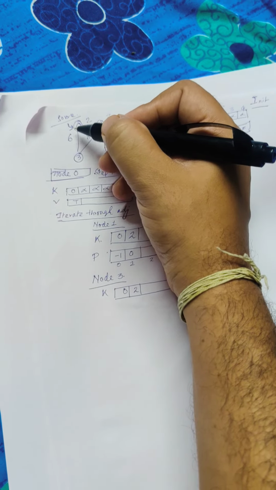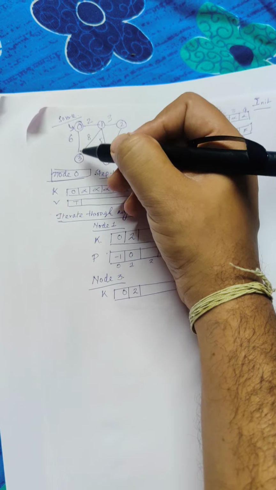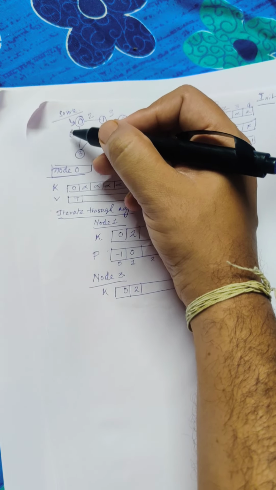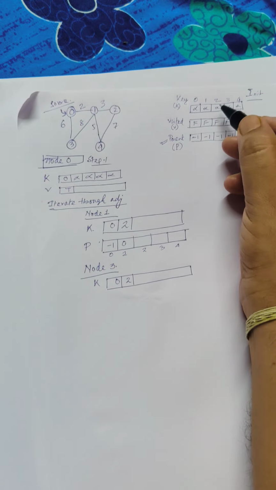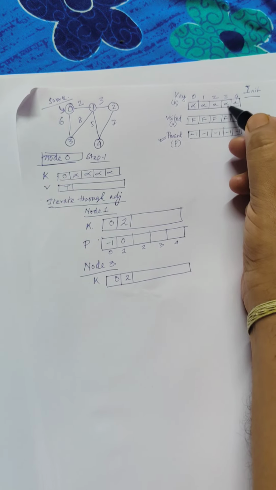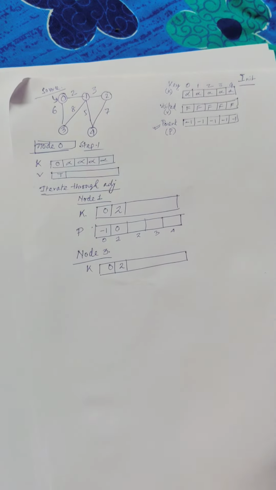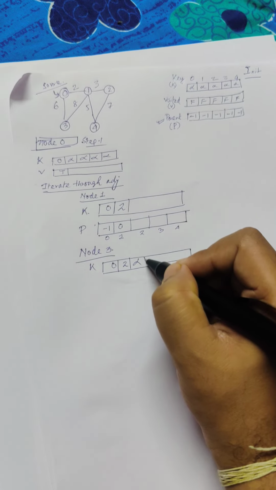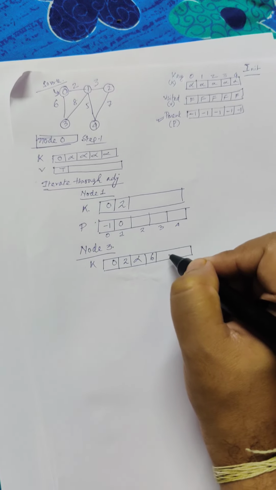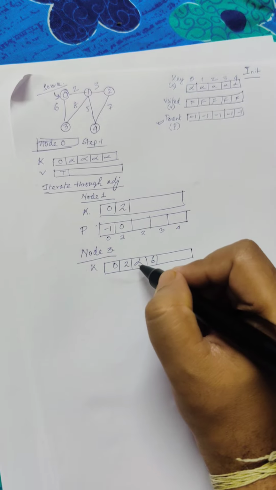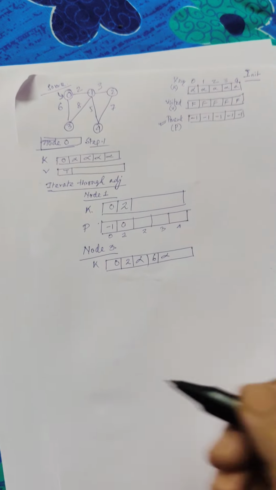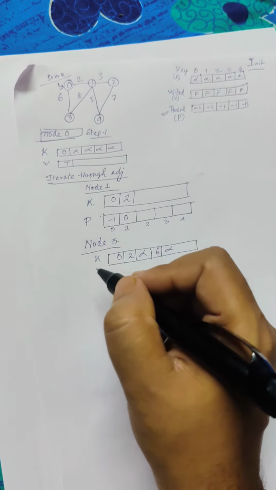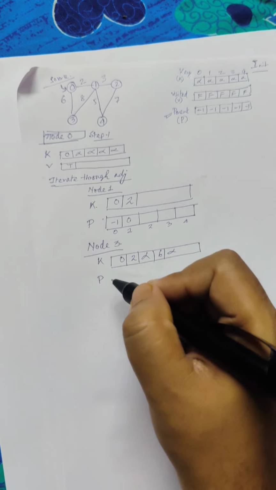Now we are saying that 0 to 3 we have a synaptic weight or cost 6. So whenever we are comparing 6 and infinity, who is minimum? 6 is minimum. So here we can say the value is going to be changed for node 3. So it is going to be like this, right?